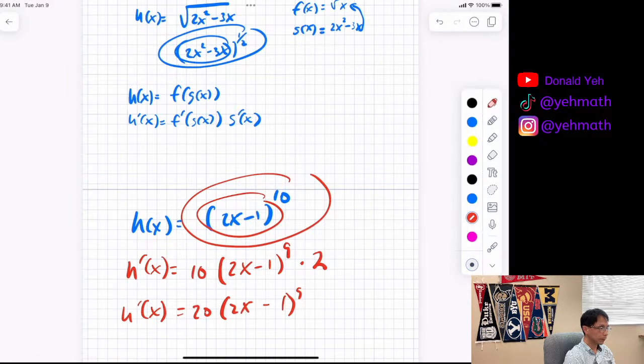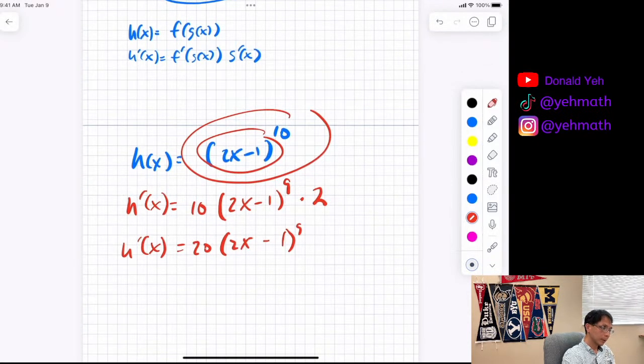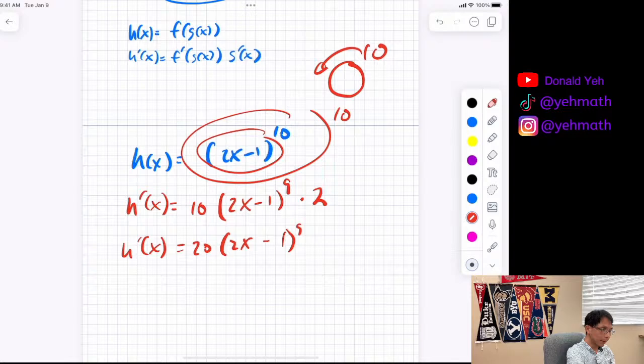Super easy. You draw two bubbles. You take a derivative of the outer bubble and take a derivative of the inner bubble. Yes? Where did you get the 2x minus 1? Because just think about something to the 10th power, right? Something to the 10th power. If I take a derivative, it's going to be 10 of something to the 9th power. And that something is 2x minus 1.